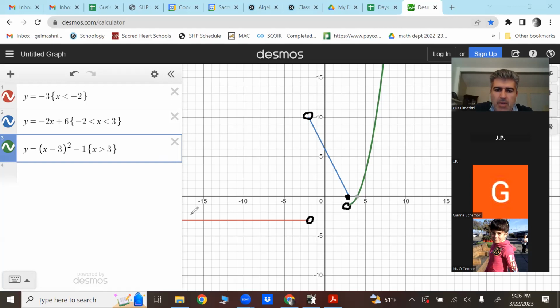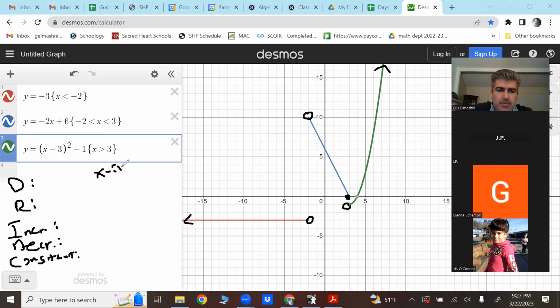Okay. And there's arrows there and there. Okay, so we're going to ask about domain, range, increase, decrease, constant, x-intercept, y-intercept, relative max, relative min, and then there'll be some other stuff like find f of 2 or whatever, f of 1. All right, so let's do this now.